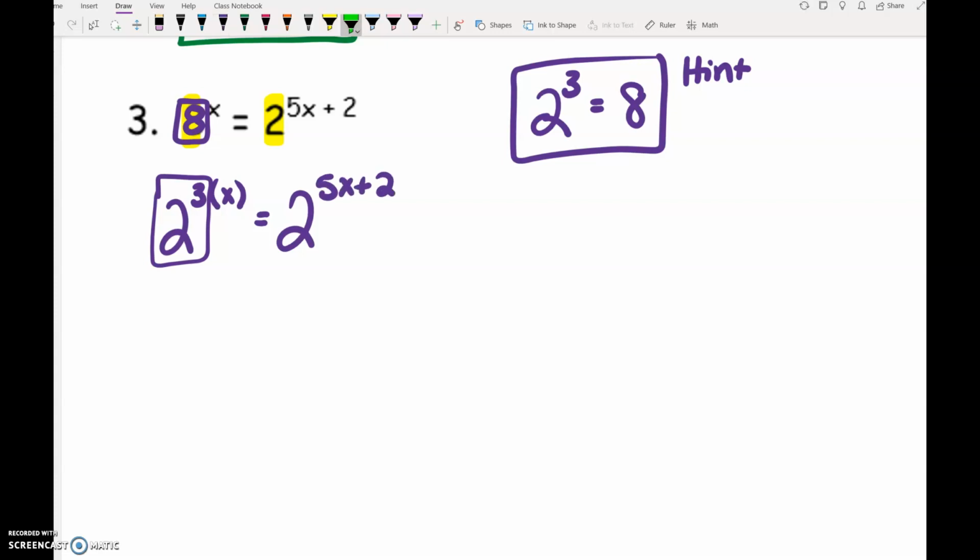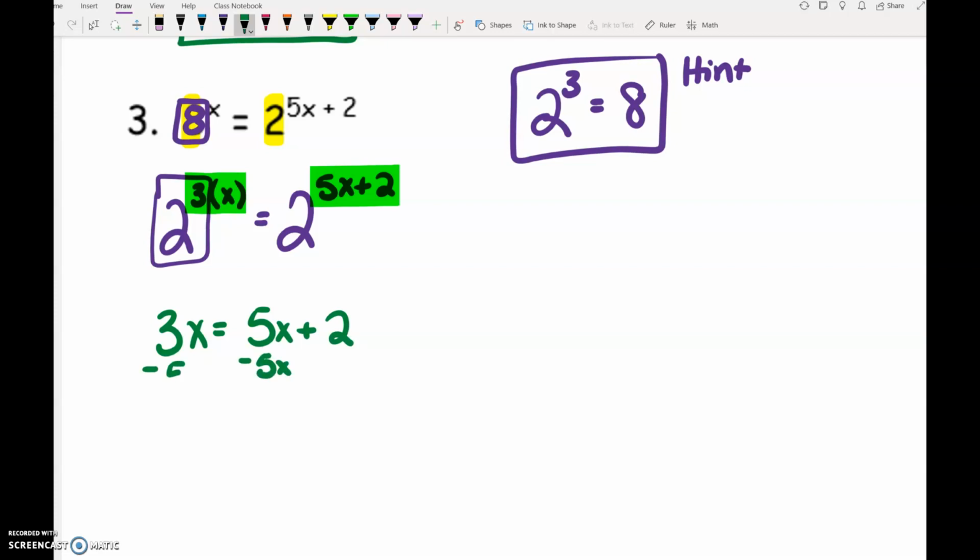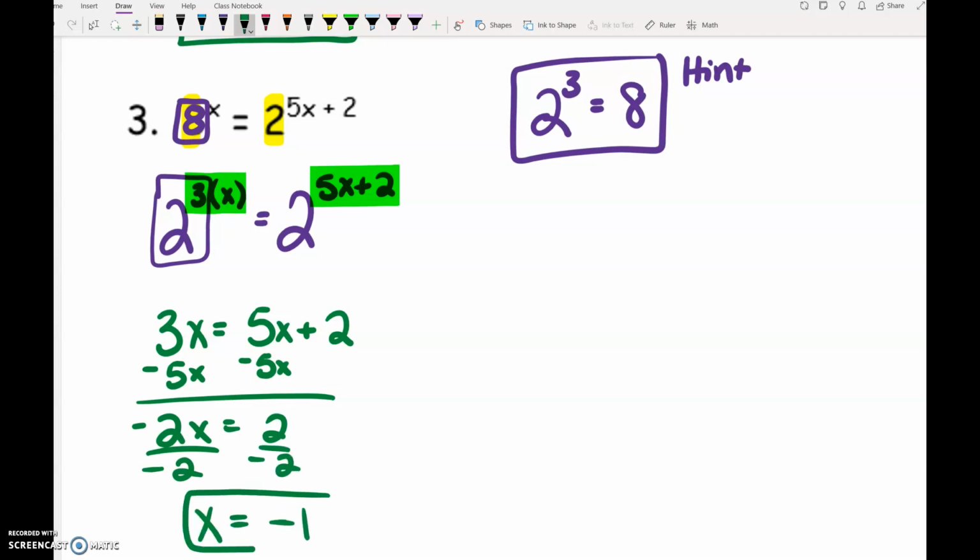And by doing that, we now have 2 to the stuff equals 2 to the stuff. So 3 times x is going to be the same as 5x plus 2. We just had to do a little bit of tweaking to how the equation was written before we could set the exponents equal to each other. So now we have 3x equals 5x plus 2. I don't like having negative x's, but I will in this case. X equals -1.